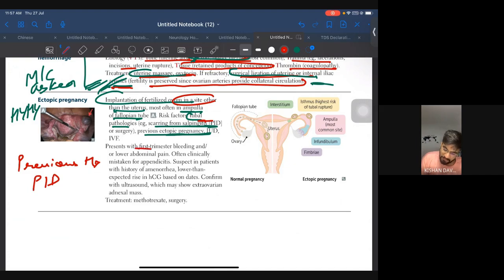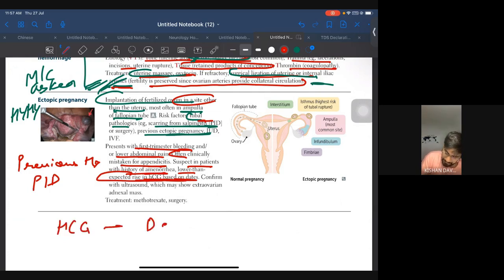Presents with first trimester bleeding or lower abdominal pain, often clinically mistaken for appendicitis. Suspect in patient with history of amenorrhea, lower than expected rise in hCG. Lower than expected rise. See, hCG normally doubles. Okay, after pregnancy, after some time the hCG doubles, but here it won't double.